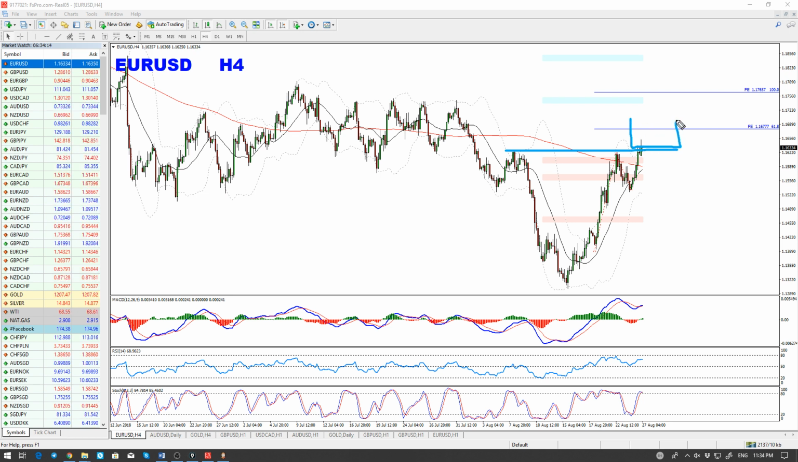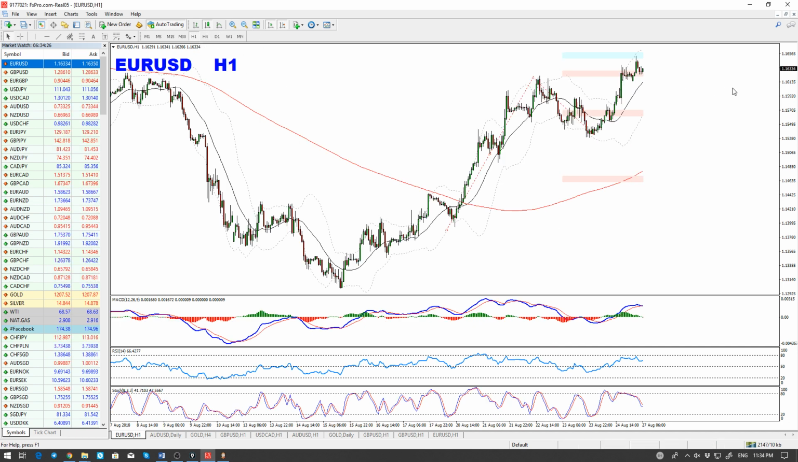So I would expect the euro dollar to slowly face the resistance here and start dropping down. In order to be able to trade it on a short term, the 4 hour has to fit in with the 1 hour, meaning they both have to make divergences.